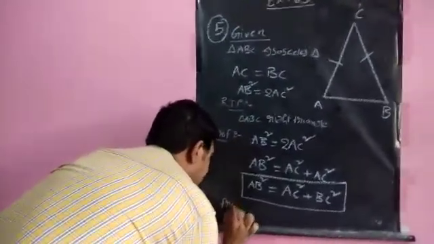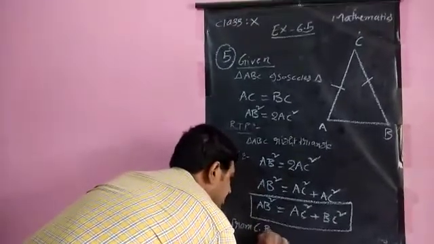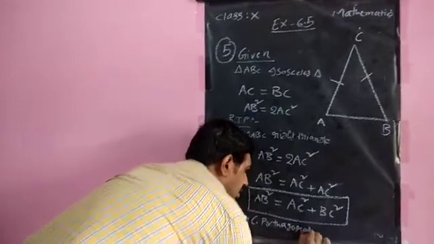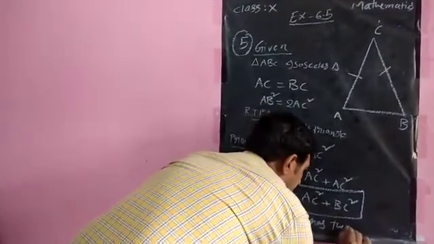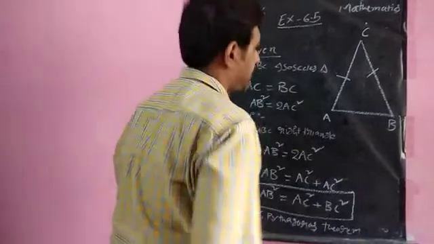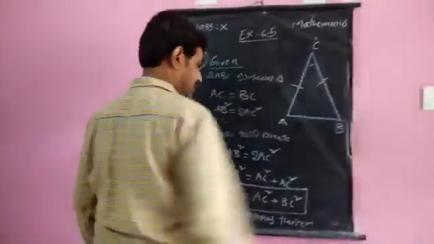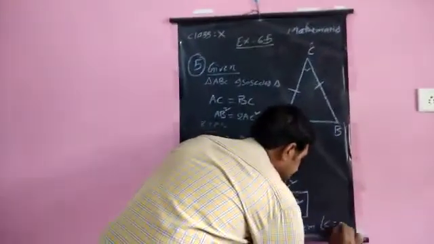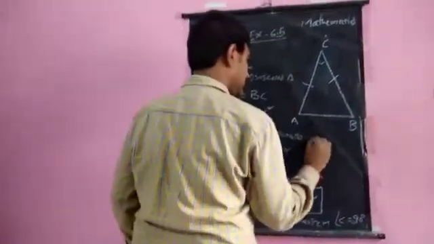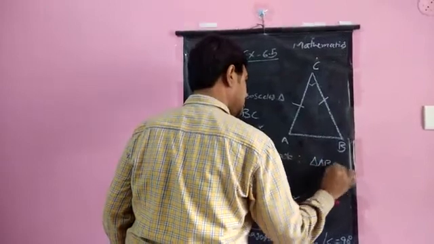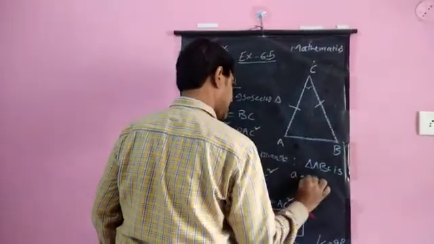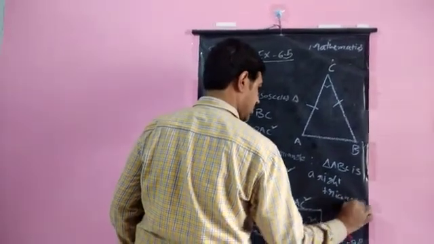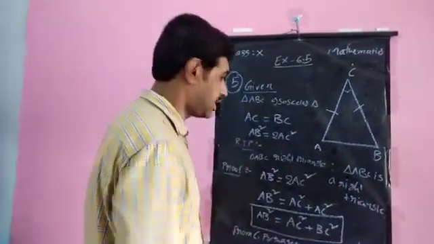If I write that here, from the converse of Pythagoras theorem, this will become a right angle here. Angle C equals 90 degrees. So therefore, triangle ABC is a right angle triangle or right triangle. That becomes our RTP and hence proved.